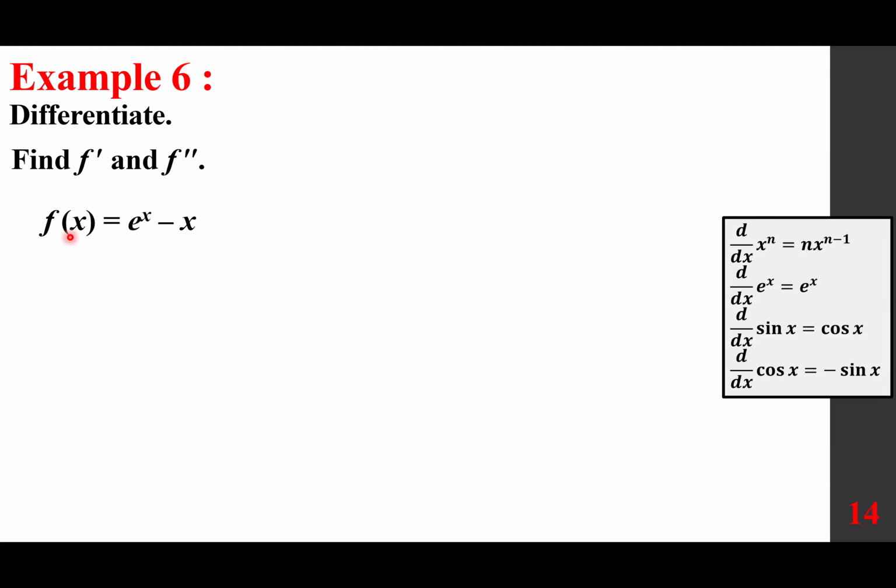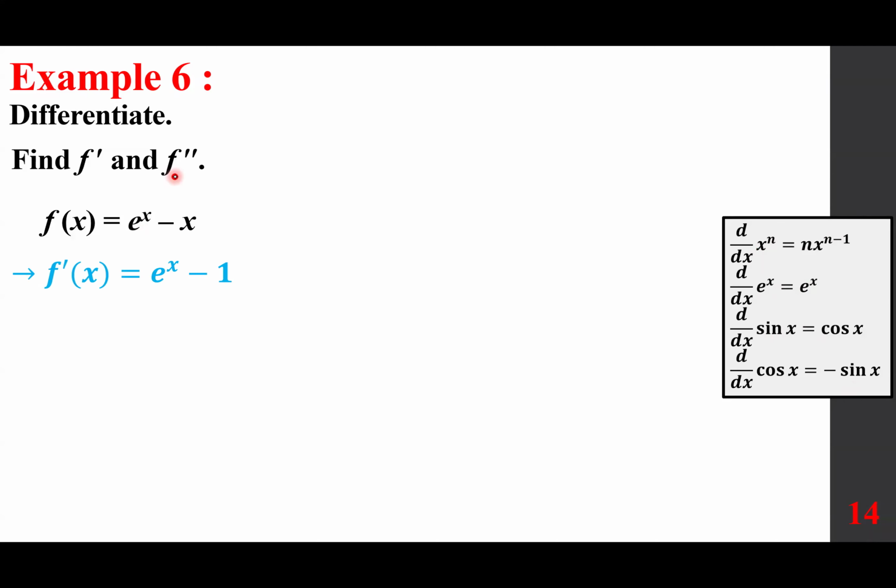We want to differentiate where f of x is e to the power of x minus x, and I'm going to remind you that the derivative of x to the power of n is n x to the power of n minus 1. E to the power of x is itself, sine is cosine, cosine is negative sine. Therefore, this one is itself minus 1. Done. But they're asking for f double prime.